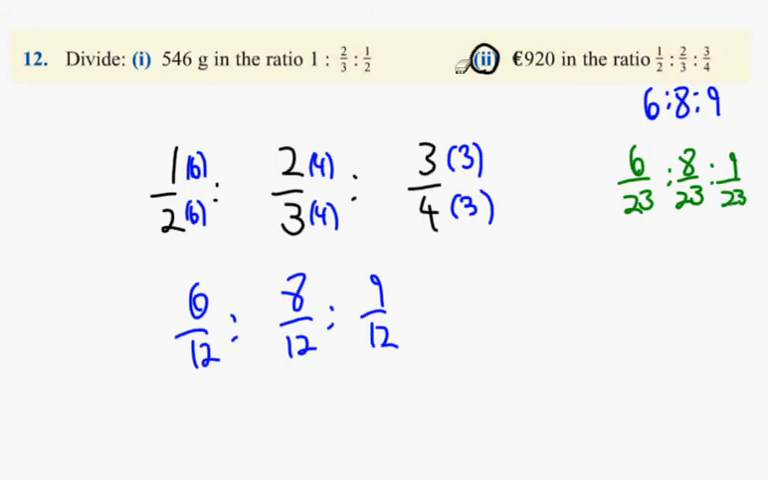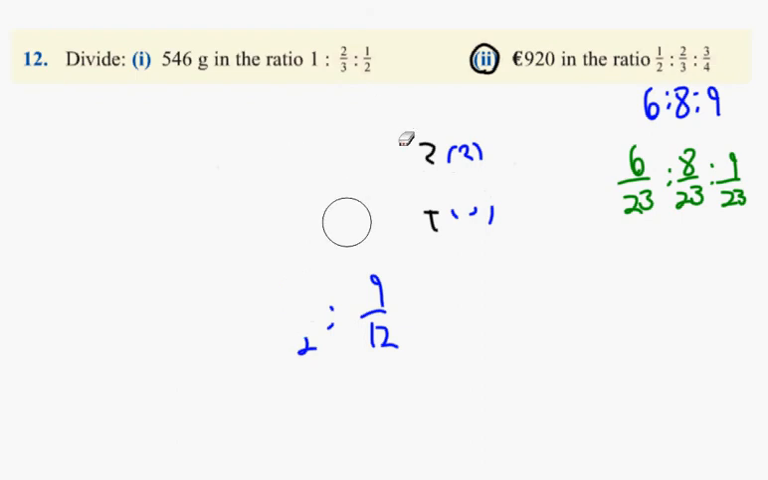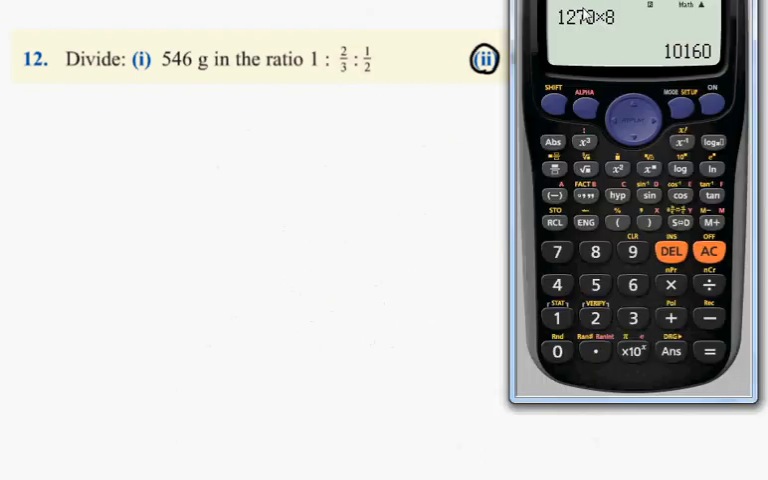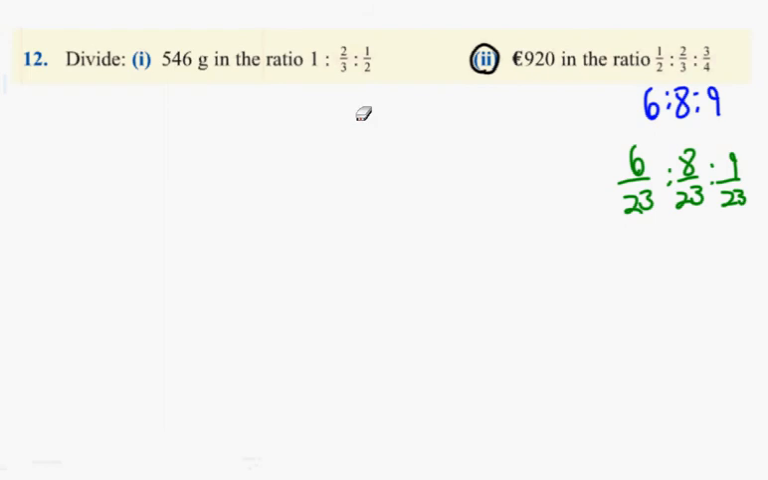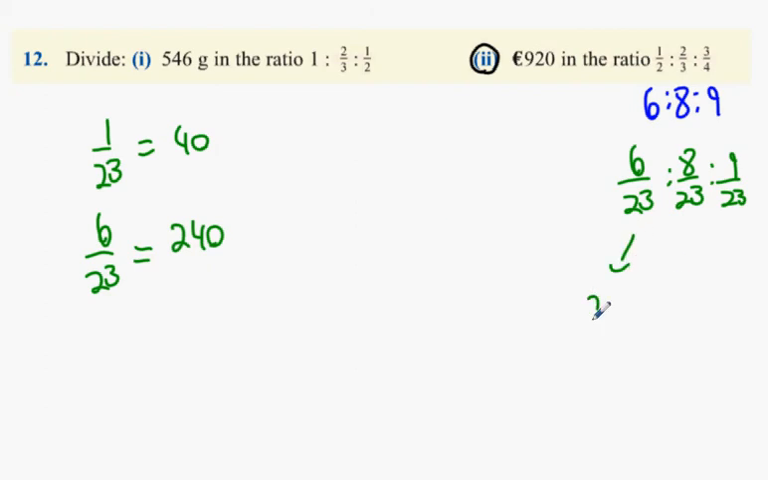So once you have that done, you then got to use the calculator, and you can find out what 1/23 is if you want. Might be quicker that way. So multiply by 1 over 23. It's 40. So 1/23 equals 40. So what can you tell me 6/23 would be then? 6 times bigger than 40? 240. So that goes to 240.